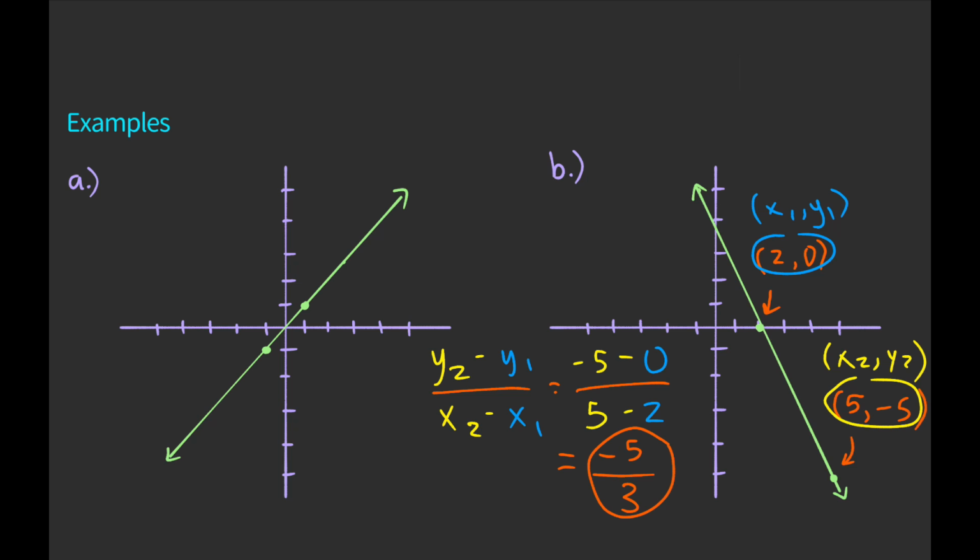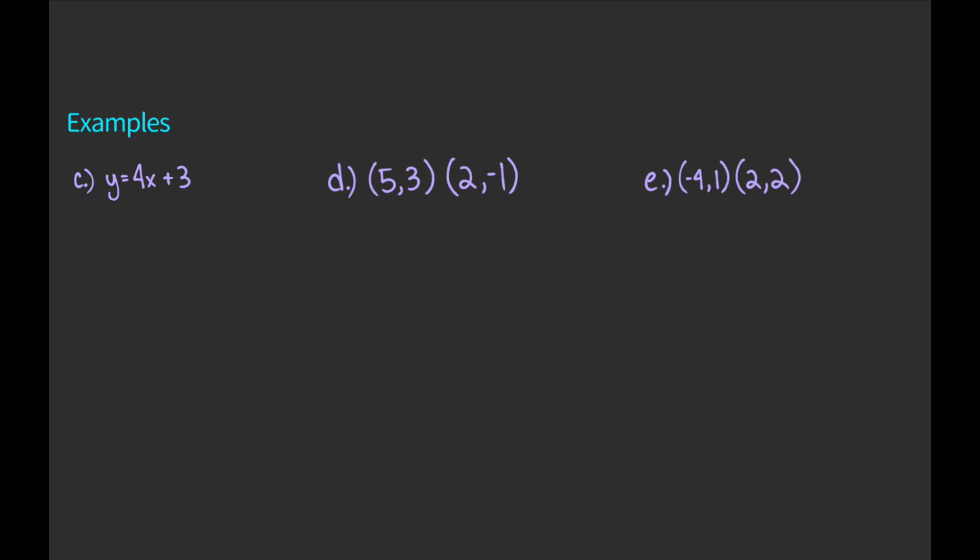So as you can see, once again, we have the same answer using both methods. So it's really just a matter of preference. Next, let's move away from graphs and go into just numbers. So we have example C. We are given a line formula, y equals 4x plus 3. And we're asked to find the slope.